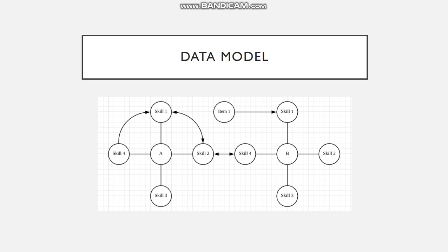And this data model simply describes the relationships between 2 characters A and B. We could see within the character A, the skills are connected, and between 2 characters A and B, they are connected by the skill 2 and skill 4. Also, the atom also affects the skills.